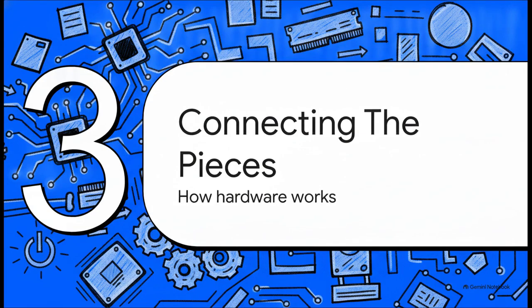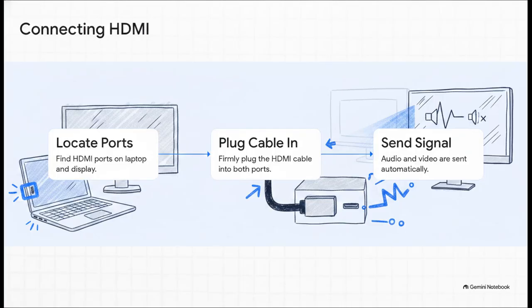Section 3. Connecting the pieces. Let's see how all this hardware actually works together. Picture this high-stakes scenario. You're about to present at a massive community meeting, and you need to mirror your screen to a projector. To do this seamlessly, you just locate the HDMI ports on both your laptop and the display and securely plug in the cable. Boom! Modern systems will automatically configure the audio and video handshake, instantly mirroring your display with crystal-clear output. It's a rapid, real-world configuration skill that keeps presentations moving flawlessly.